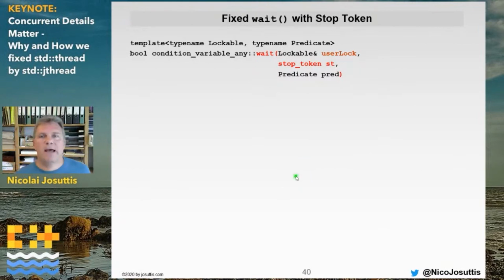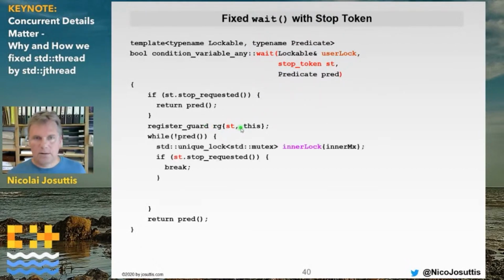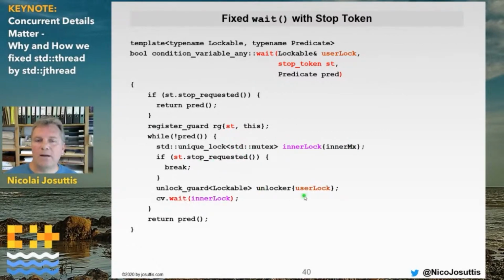So that meant that the following happened. We took here a wait function, took a user lock. That was a lock the condition variable had. And then we would register this condition variable. And then we would have an inner lock, which we internally use for the mutex, for the condition variable, request stop. And then we unlock the user lock and called wait. So this was what we came up with.